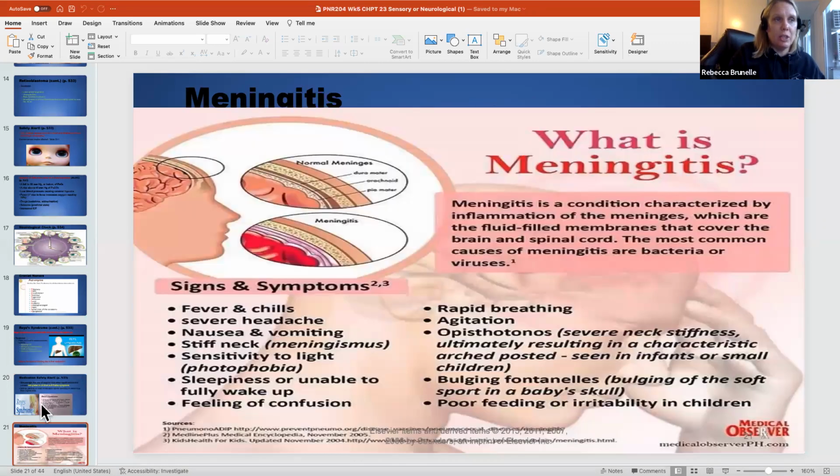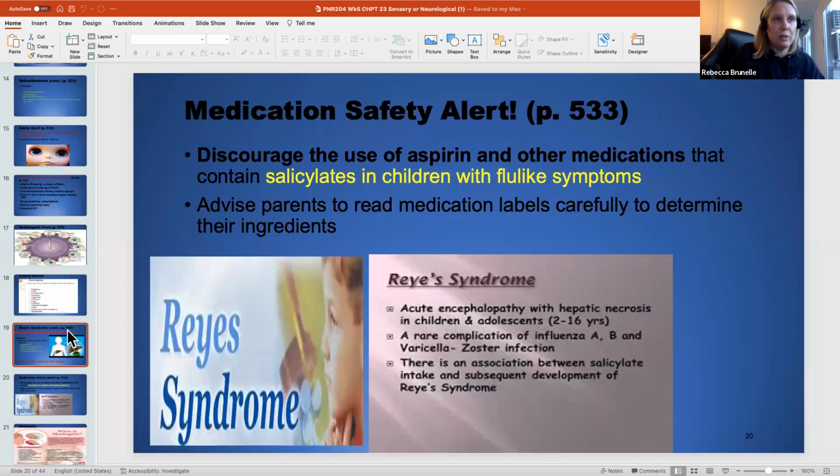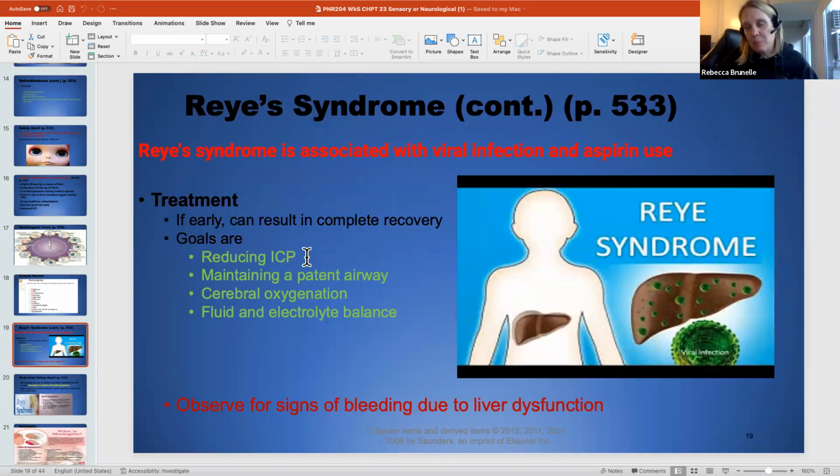In this section here, on this slide, it's mentioned reducing ICP. Okay, that's good. But what are some signs of increased intracranial pressure? What would your patient look like if they had increased intracranial pressure? Does anyone know? Lethargic. Very good. How about vital sign changes? What might you see in their vital signs if they had increased intracranial pressure?